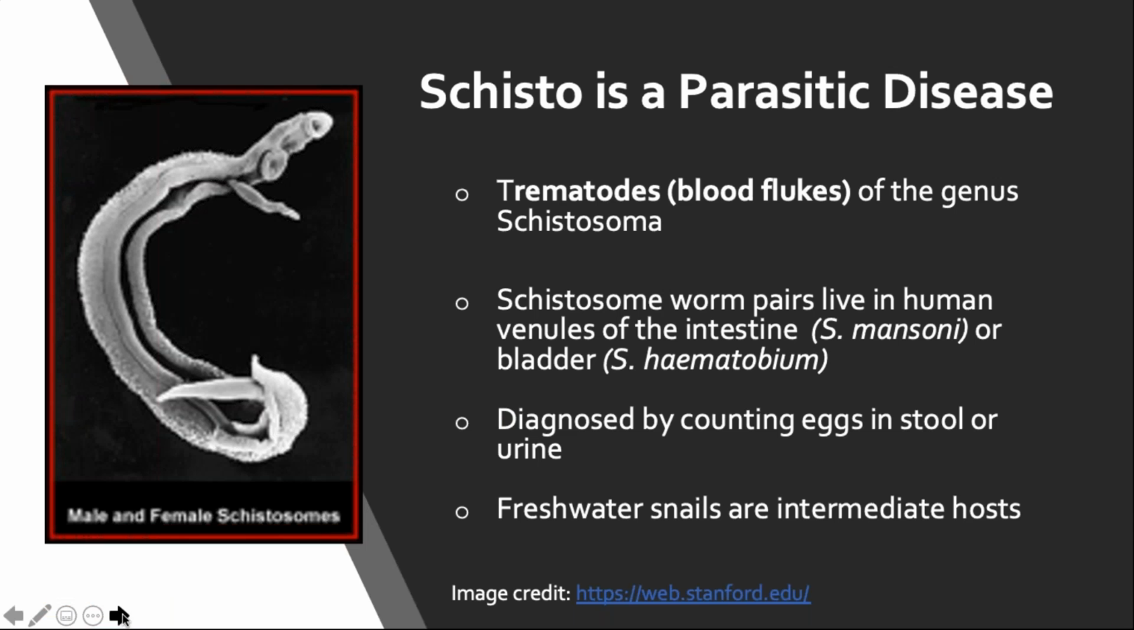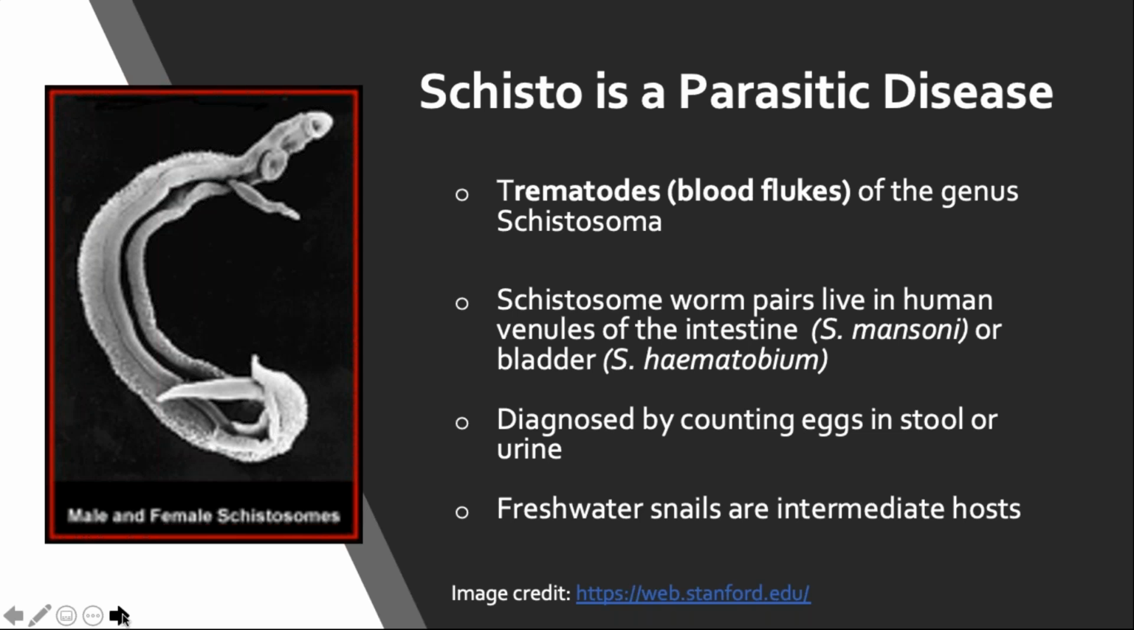Schisto is a parasitic disease caused by trematodes or blood flukes of the genus Schistosoma. Worm pairs live in human blood vessels of the intestine or the bladder, depending on the species, and these schistosomes are about a centimeter or 2 long. The classic way to diagnose schisto is by detecting and counting parasite eggs in stool or urine.